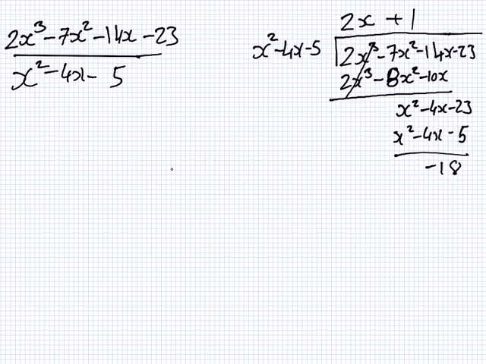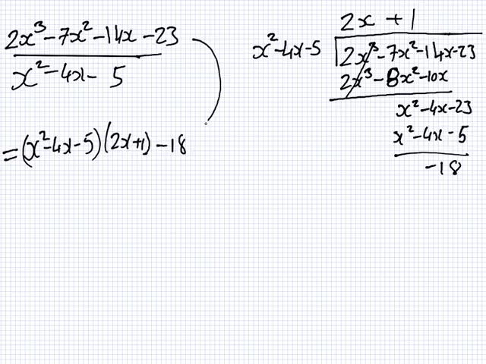So this problem here, you can change it into x squared minus 4x minus 5 times 2x plus 1, minus 18. Does that make sense to you? All over x squared minus 4x minus 5.